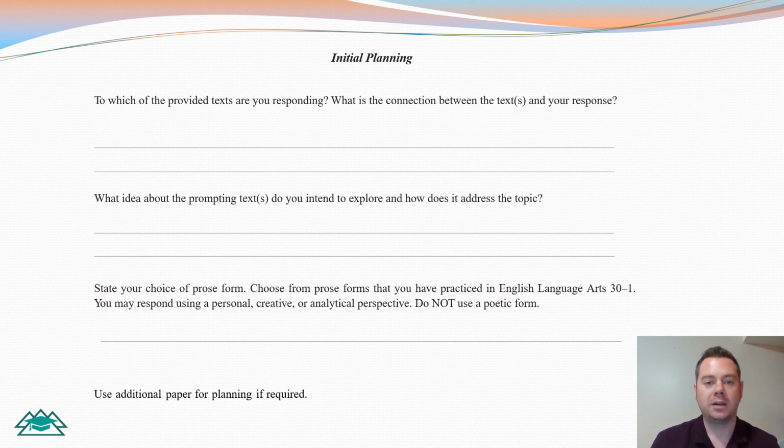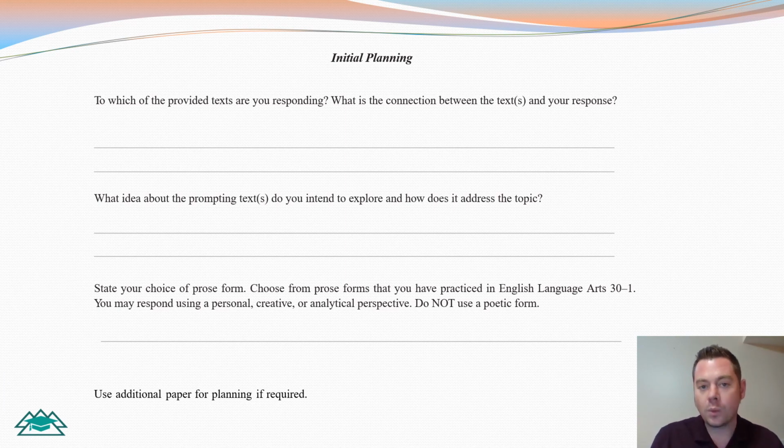No. Write down, is it a personal essay? Is it a creative short story? Is it a series of character journal entries? Is it an analytical essay? Is it a personal analytical hybrid? Whatever, just write that down. That might be the least important part of the planning page. And if you're like, well, I don't know if this is a philosophical or a personal essay, don't worry. This planning page can never hurt you. It can only help you.